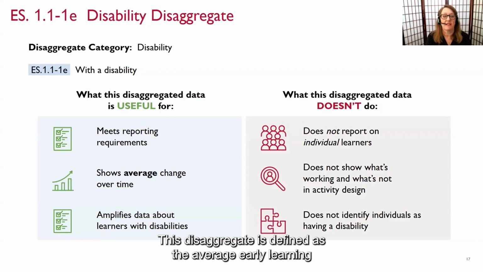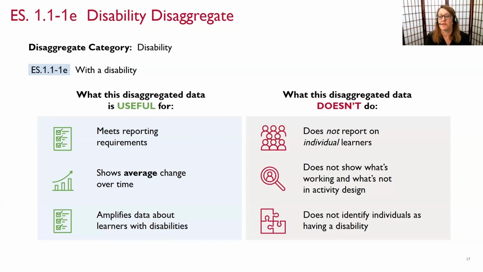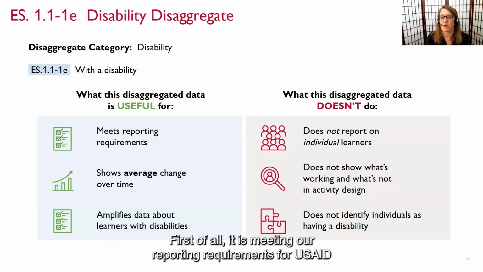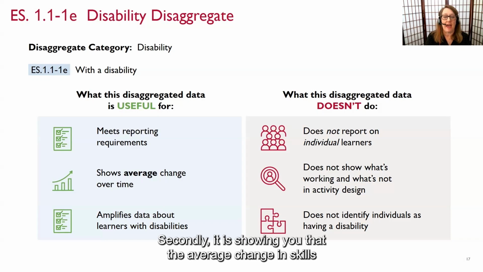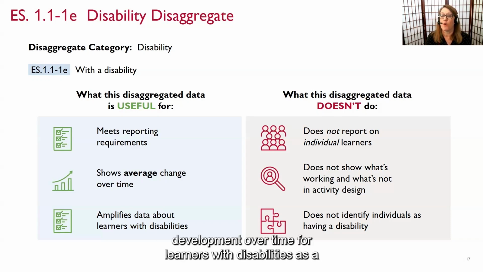This disaggregate is defined as the average early learning skill score for pre-primary learners with disabilities targeted for USG assistance. And this disaggregate is useful in a number of ways. First of all, it is meeting our reporting requirements for USAID activities. Secondly, it is showing you the average change in skills development over time for learners with disabilities as a group. And lastly, it amplifies the importance of collecting data about learners with disabilities.